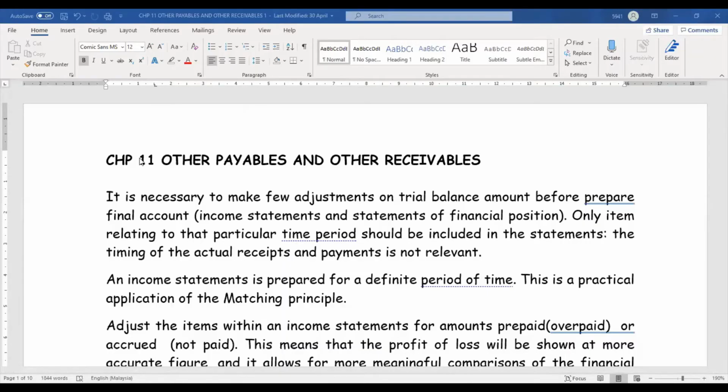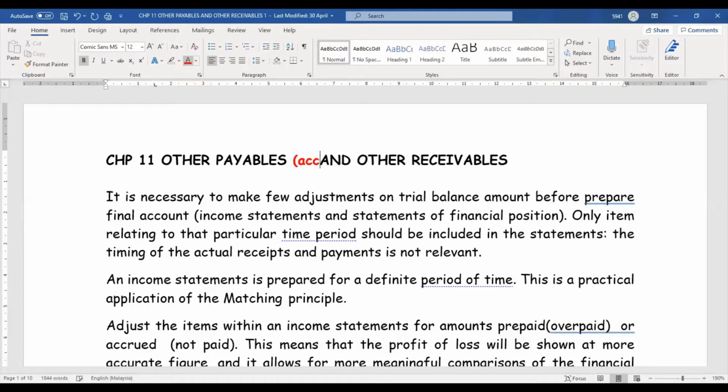Okay, this is chapter 11. Chapter 11 IGCSE accounting is other payable and other receivable. Before we see the chapter, let's look at what is the meaning of other payable. Mainly, we have two other payables.